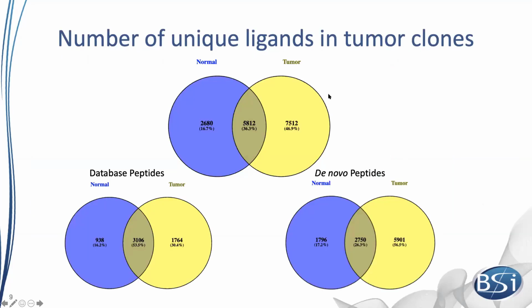I then did a comparison between peptides identified across all tumor samples and normal tissue, and I found quite a different result, where there's only about 36% of them that are found common to both. But what was interesting is when you break this down into peptides identified in database search versus de novo only sequence peptides, you can see that over 53% of them overlap from the database identified peptides, whereas only about 26% are found common in the de novo only sequence peptides.